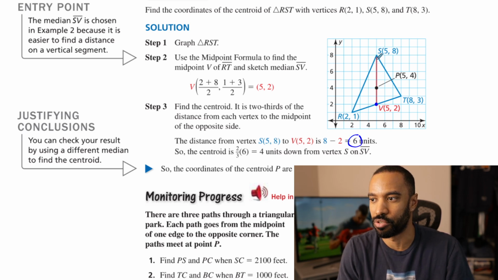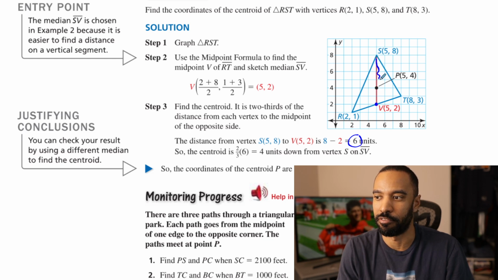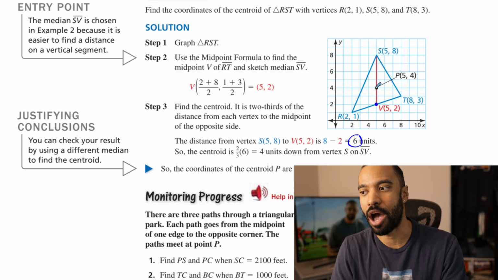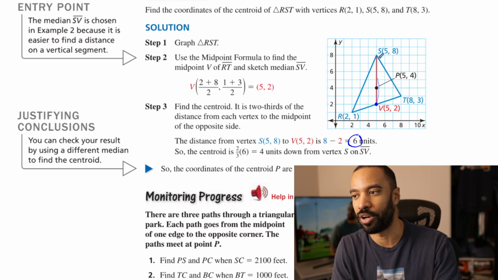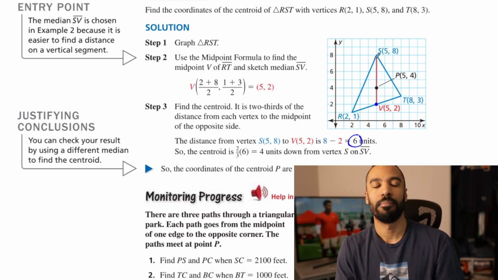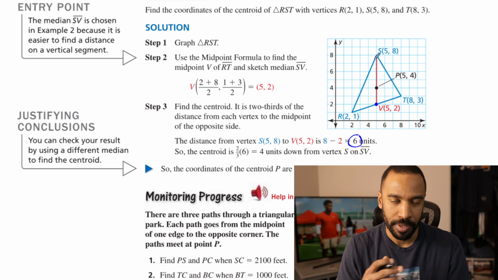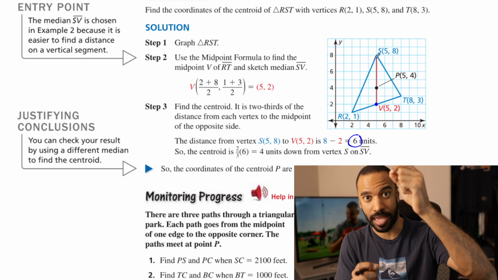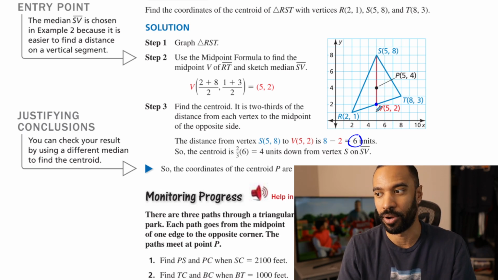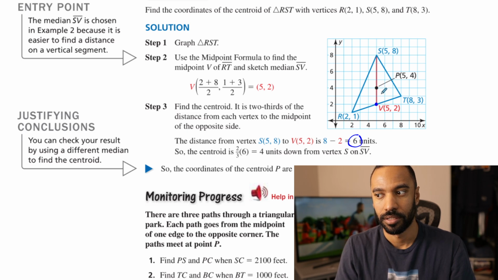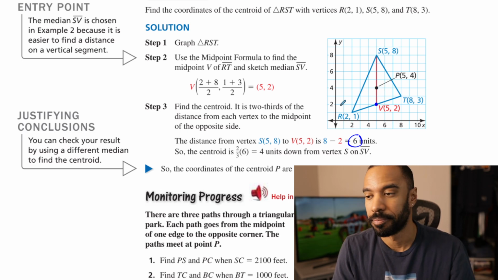So 2/3 of 6 is 4, and it would be 4 down from the vertex point. If you were curious how you would know if it's 2/3 up from this point or 2/3 down from this point, based on what we saw in the theorem, it's 2/3 away from the vertex point, not from the midpoint. The midpoint is 1/3 away from the centroid, like that.